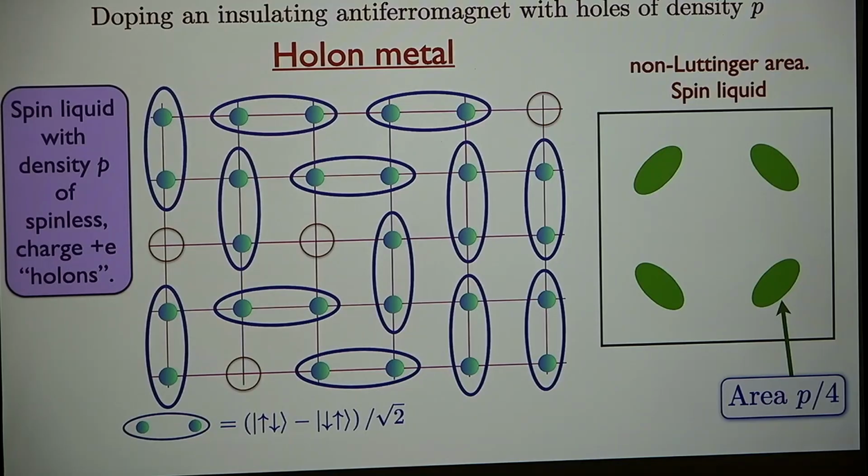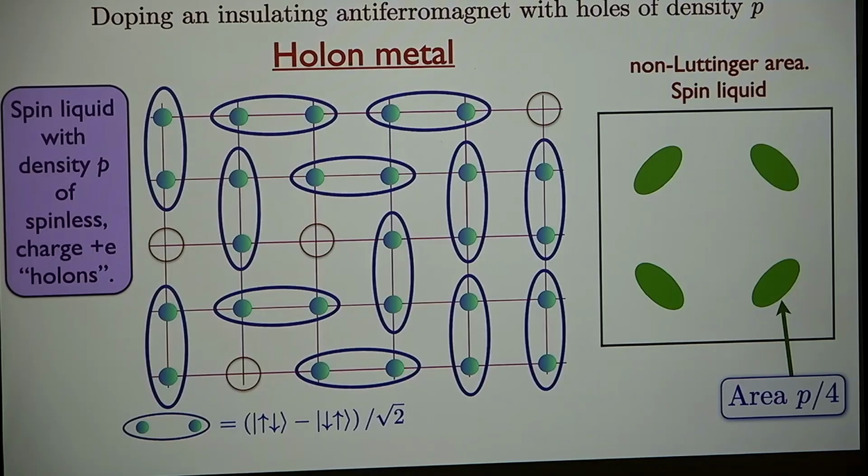And in most people's calculations, you get 4 pockets. But these are spinless. So now you have 4 valleys, but 0 spin. So you get P/4 again, but for very different reasons.